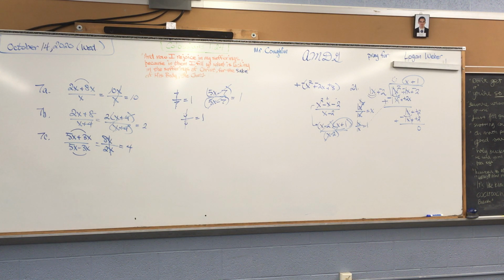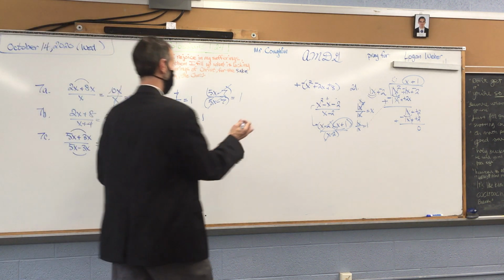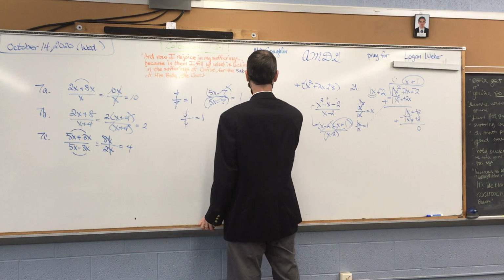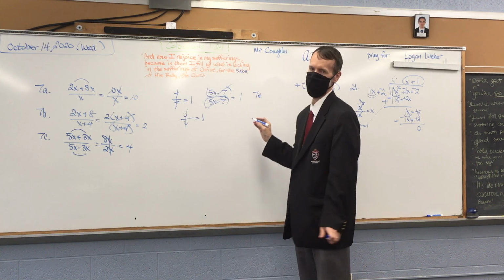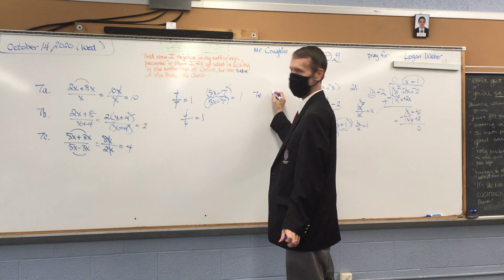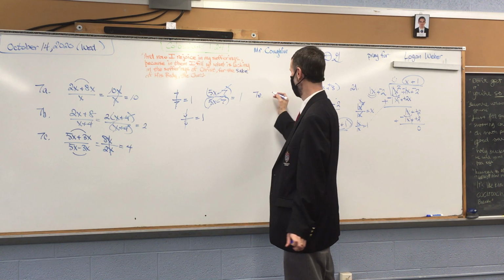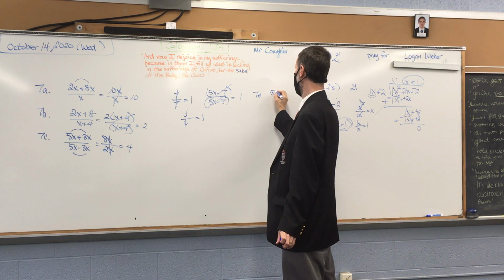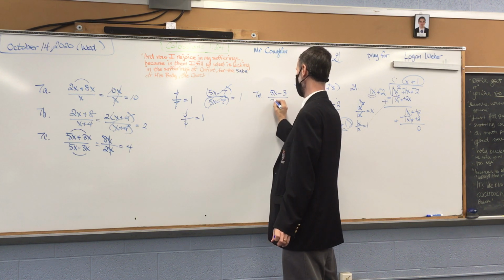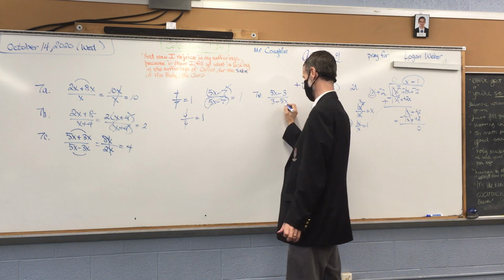I want to show you number 7E because it's very sneaky. 7E. Can somebody read it out for me? 5x minus 3 over 3 minus 5x? Yes. Okay.